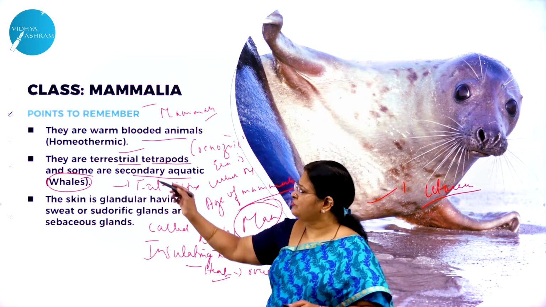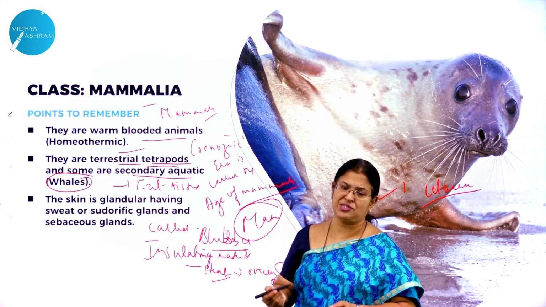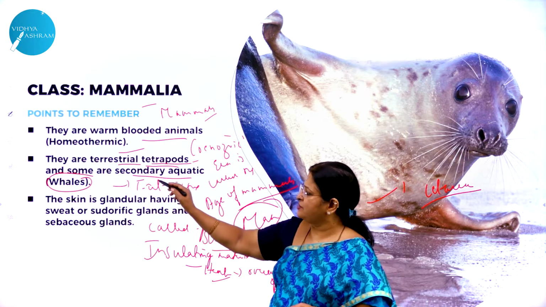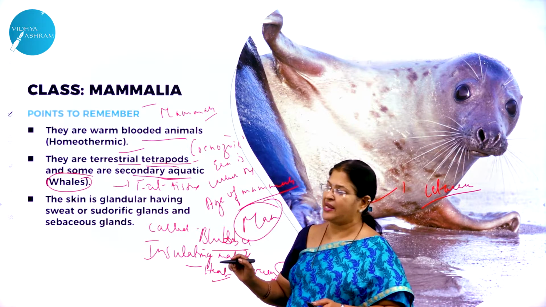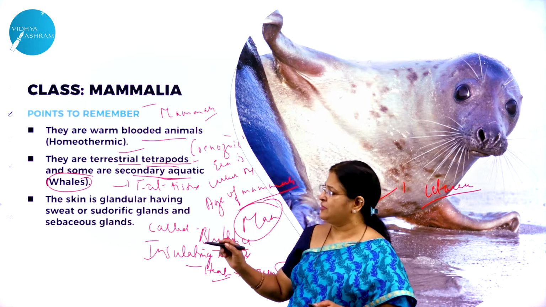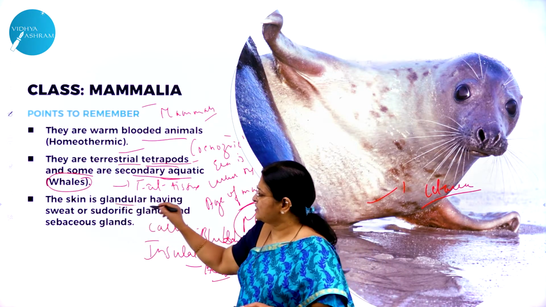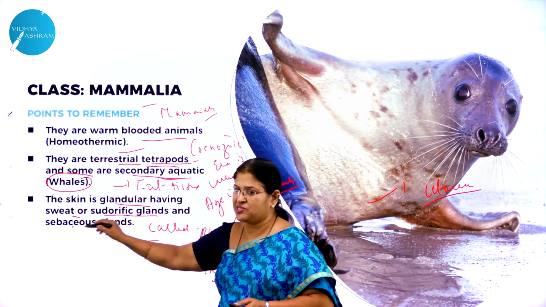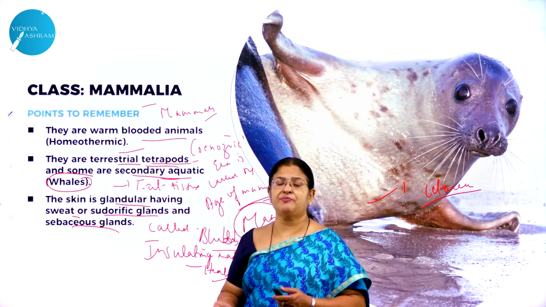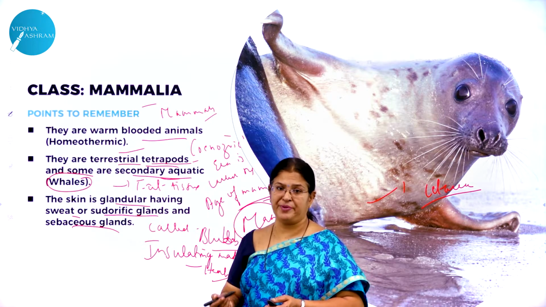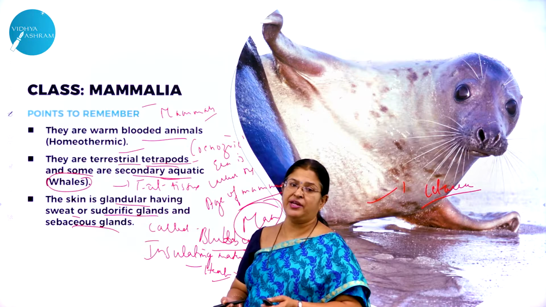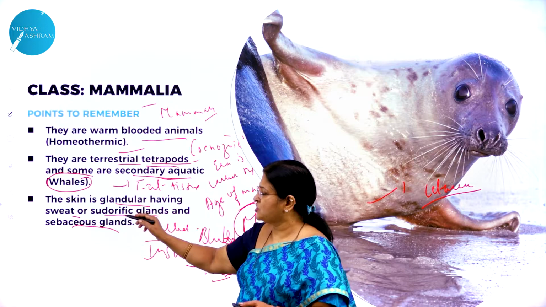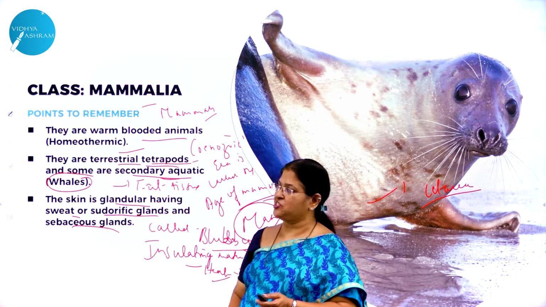So most of them are terrestrial. They are four-legged animals. They are terrestrial tetrapods except for some secondary aquatic mammals like whales. Next, the skin is glandular, having sweat or sudorific glands and sebaceous glands, oil glands also. All this is one means of maintaining the body temperature. And as I said, they are also responsible for removal of waste from the body. The skin is glandular, having sweat or sudorific glands and sebaceous glands.